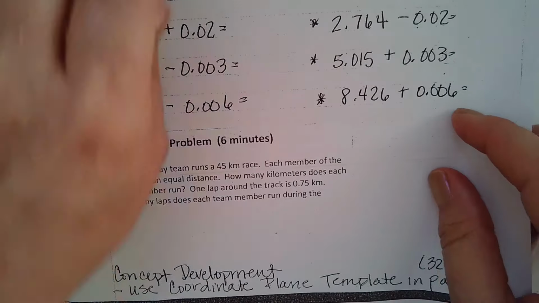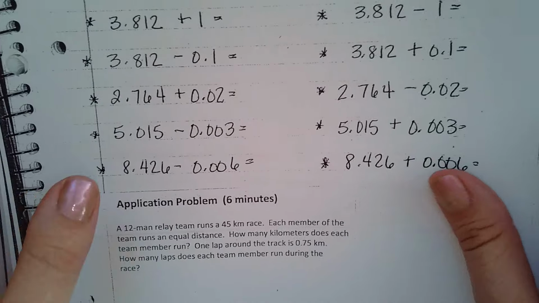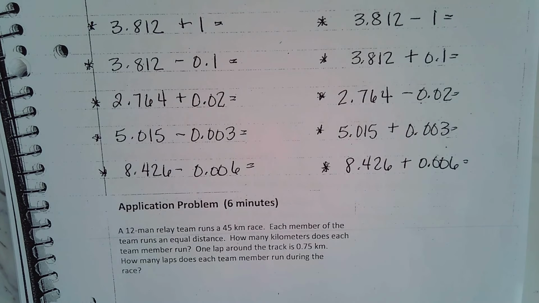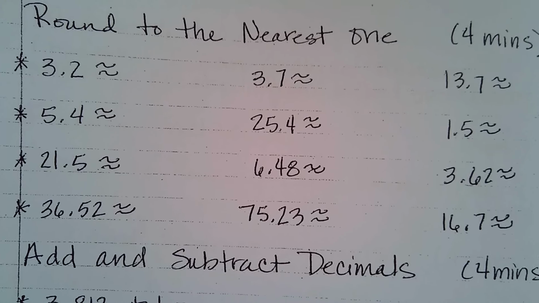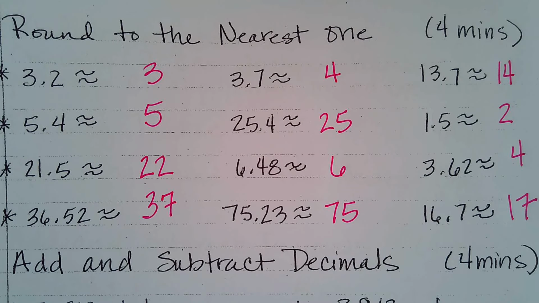Let's now move on to the next part of our fluency practice, which is rounding to the nearest 1. So I want you to go through and complete round to the nearest ones. Come back and check your answers. All right, let's check our work. So 3.2 rounds to 3 to the nearest 1. 3.7 rounds to 4. 13.7 rounds to 14. 5.4 rounds to 5. 25.4 rounds to 25. 1.5 rounds to 2. 21.5 rounds to 22.